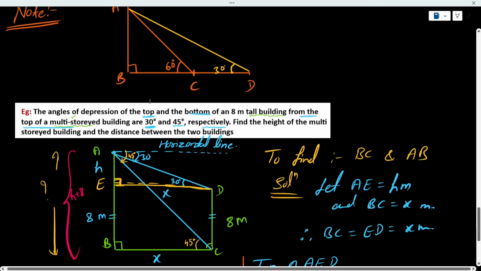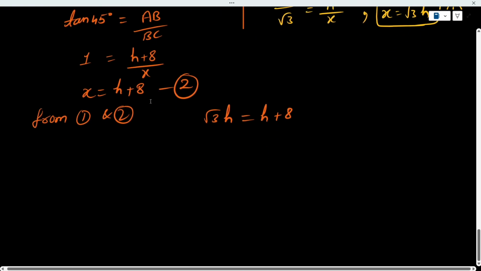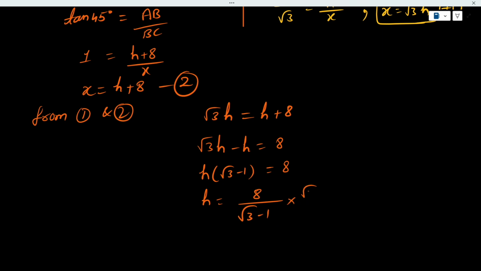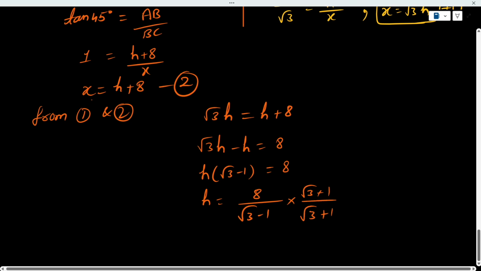Sometimes they'll give you the root 3 value. Here it's not given, so you'll write down the value in surd form only, or irrational number form only. Now here h is common: h times root 3 minus 1 is equal to 8. So h will be 8 by root 3 minus 1. Now these kinds of values you have to rationalize, because the denominator cannot be an irrational number. In grade 9 you have learned this.